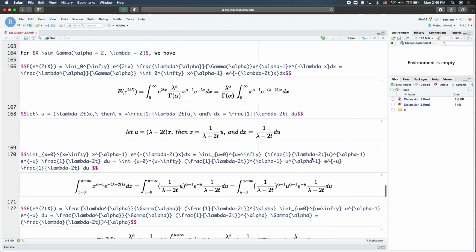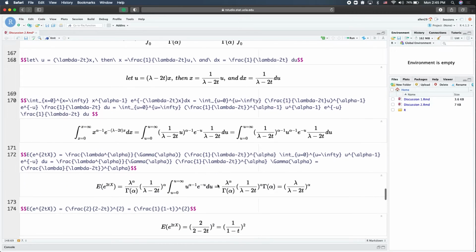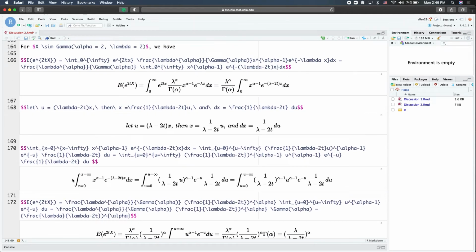And now we can... this might be difficult to evaluate, so we are going to substitute some of the variables here. We let u equal lambda minus 2t x, and then x is just 1 over lambda minus 2t times u, and dx is that constant multiplied by du. And then back to the integral here. So we are now talking about this integral. Later we'll multiply back the constant term.